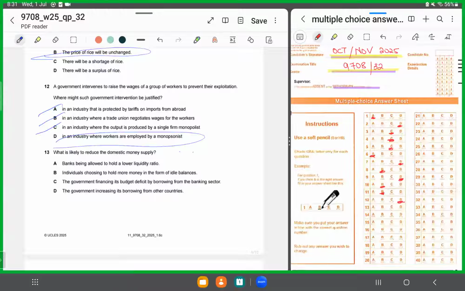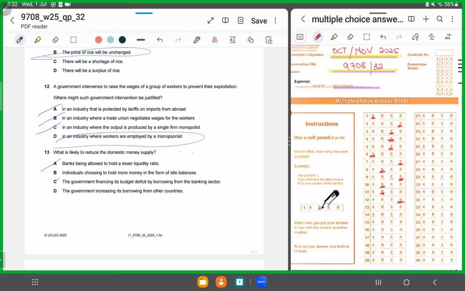Option A says banks being allowed to hold a liquidity ratio that's less. That's going to increase money supply, not reduce. C says the government financing its budget deficit by borrowing from the banking sector. So if the government is going to borrow from the banking sector, again the money supply is going to increase. D says the government increasing its borrowing from other countries, again it's going to increase.